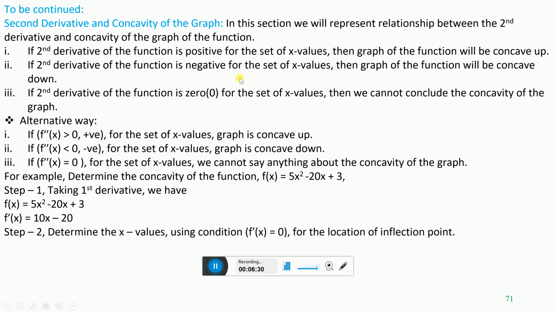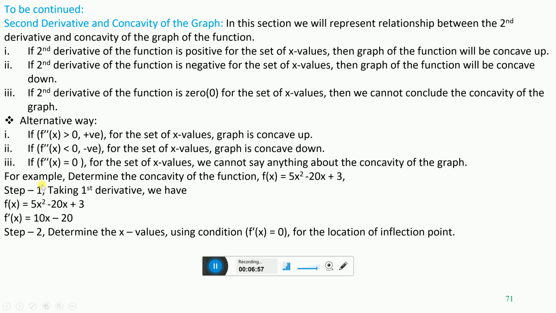And the methodology is the second derivative test. Values are unknown. So first we have to take the first derivative and use the inflection point condition to determine the x values.